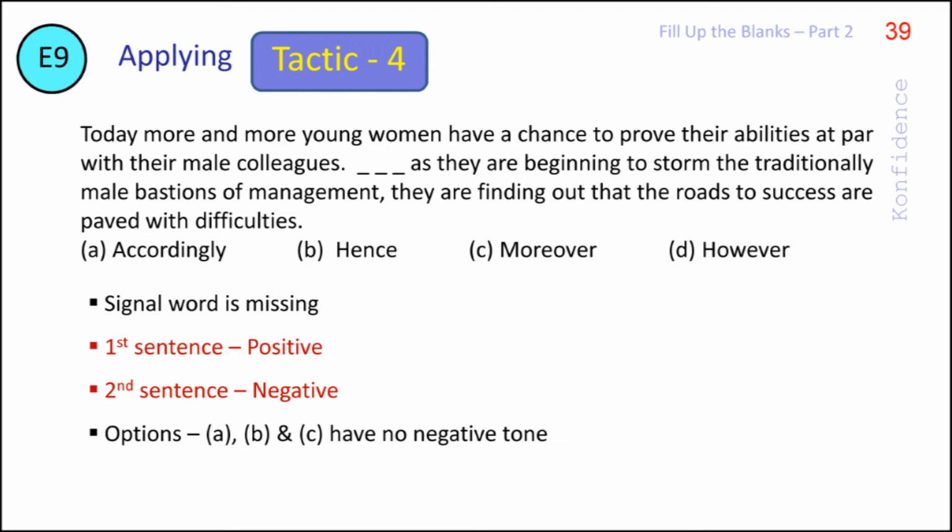The words accordingly, hence, and moreover in options A, B, and C respectively have no negative tone and so do not express any contrast. Therefore, the right choice is option D, however. This makes clear how important signal words are in these types of questions.